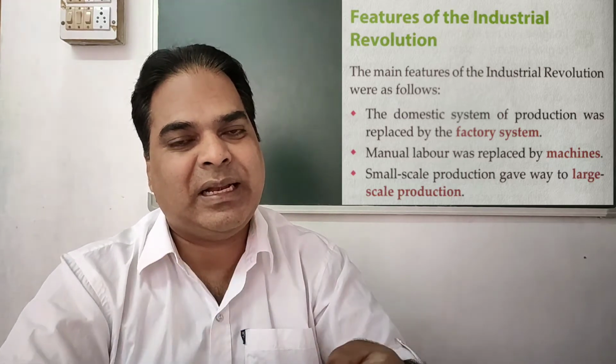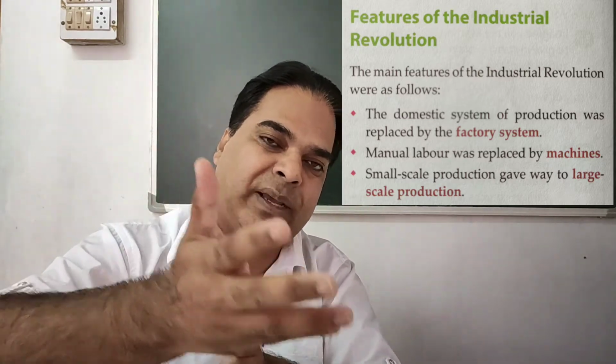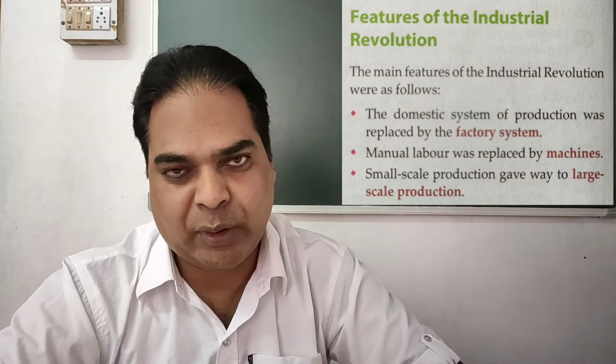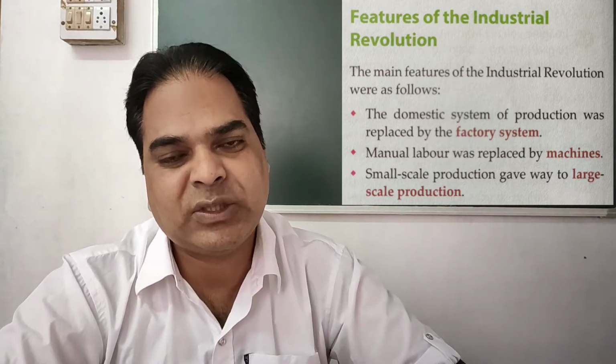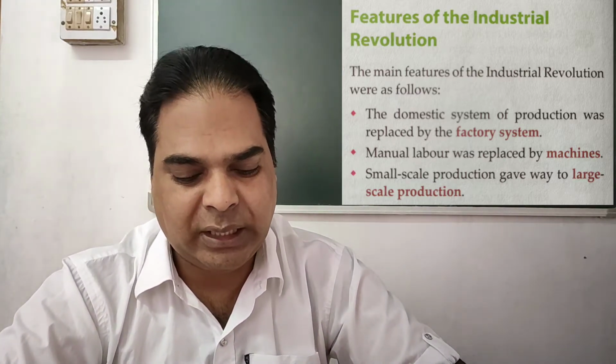Number two, manual labor was replaced by machines. Before, people used to do it by hand. Now those works were done by the machines. The next one, small scale production gave way to large scale production. Before, production was done on a small scale, in small quantities. Now production increased to large quantities. So these were some of the important features of the Industrial Revolution.